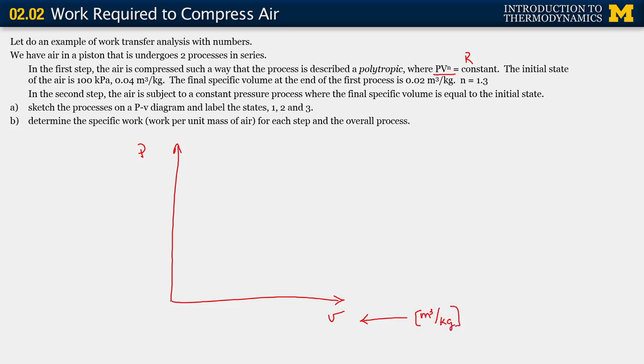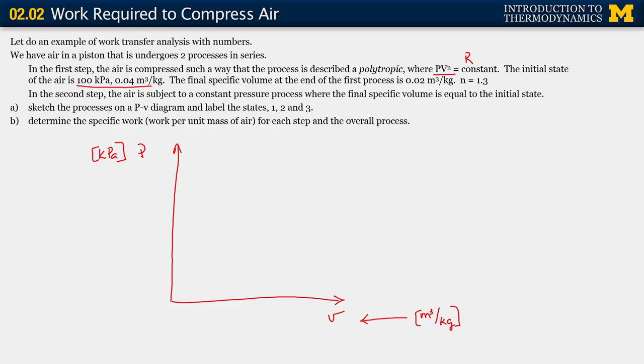Okay, so we always want to make sure that we understand our units and we label them correctly. And again, we talked about the many, many different units there are for pressure. In this case, we're going to use kilopascals. We could use atmosphere, bars, whatever, but we need to understand what units we're using and stick with them generally throughout the problem. Okay, so we have initial state, we're told, is 100 kPa and 0.04.